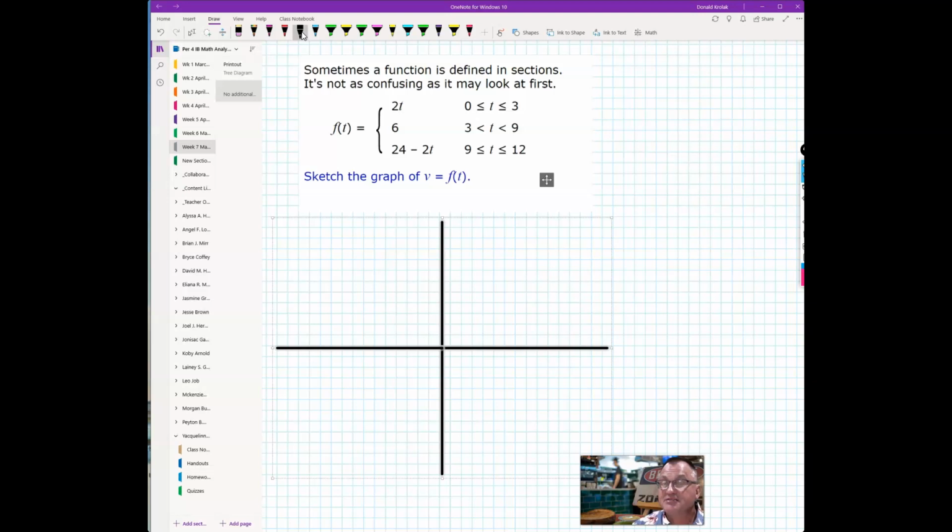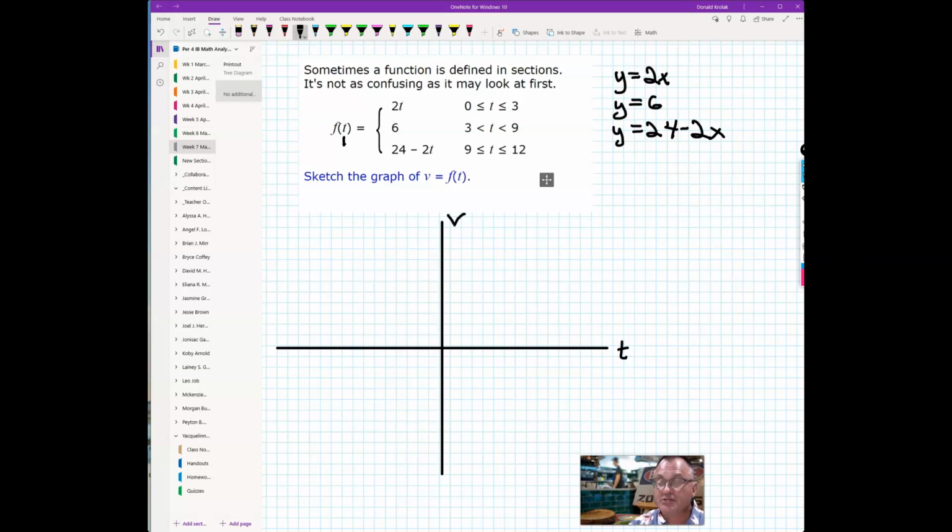So this is the same as saying I've got a graph that is y equals 2x, a graph that's y equals 6, and a graph that's y equals 24 minus 2x. It's the same thing. The only difference is here, instead of using x, they're using a t, and instead of using a y, it's using a v. So this could be like a velocity time graph of a vehicle or something.